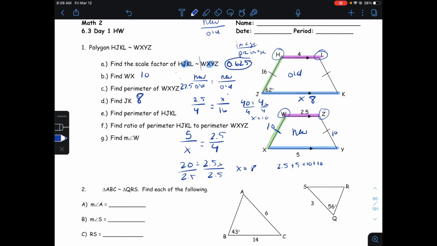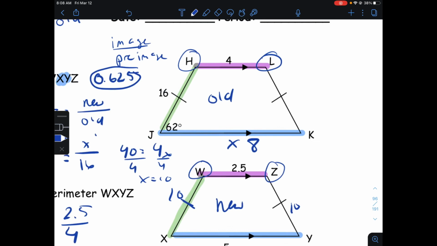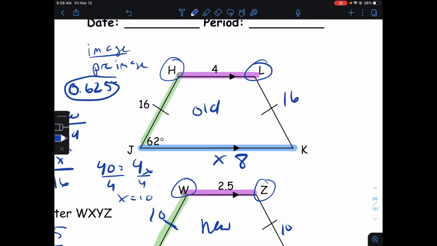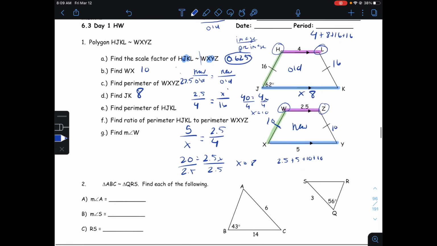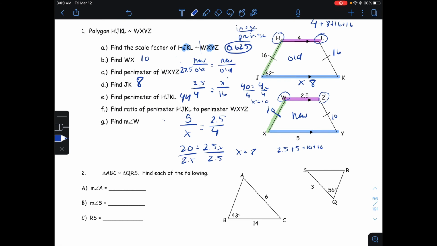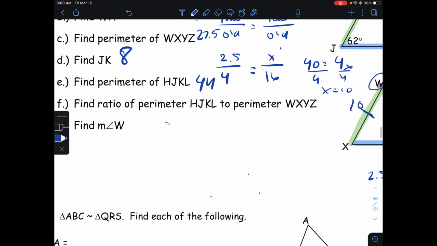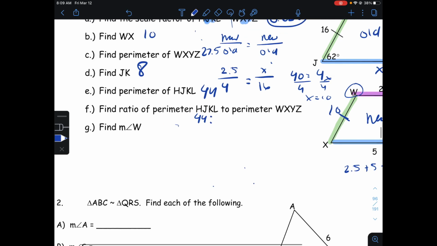All right, beautiful. So now they want us to find the perimeter of HJKL. And again, we have the little tick mark. So this guy has to be 16. So we're just going to add all these up. So we're going to do 4 plus 8 plus 16 plus 16. And that gives us 44 as our perimeter. All right. And then they want us to find the ratio of the perimeters. So let's go ahead and do that. So the ratio is going to be 44 to 27.5.